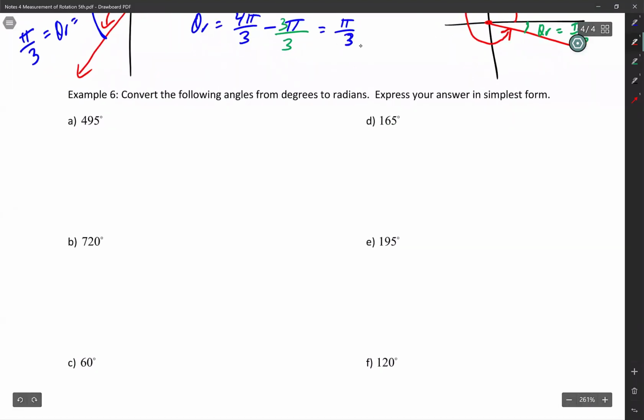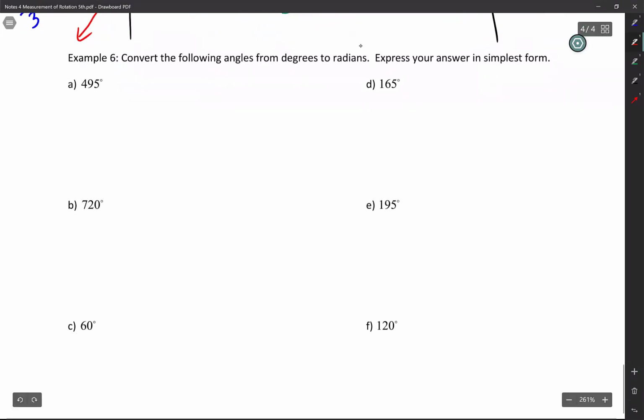So now I have these. All I'm doing now is just converting to radians. So this is for that question. I think you had it, Penna. How do I convert degrees to radians? Well, here we go. We have a whole bunch of degrees. We're going to convert them to radians.